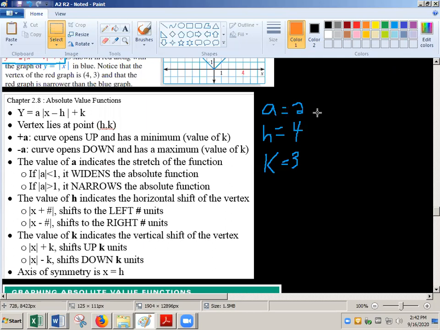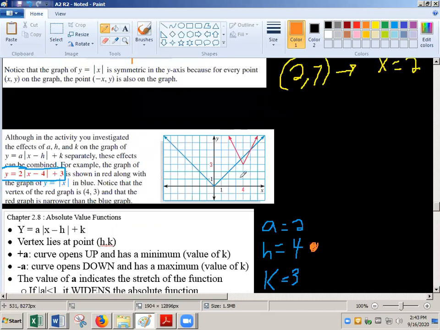So let's do this h value in orange here. So the h value indicates the horizontal shift. So now I'm talking about this one here. If it looks like x plus a number, it's going to shift to the left that many units. So if it looks like the absolute value of x plus 2, my actual h value is -2. And it's going to go left 2.